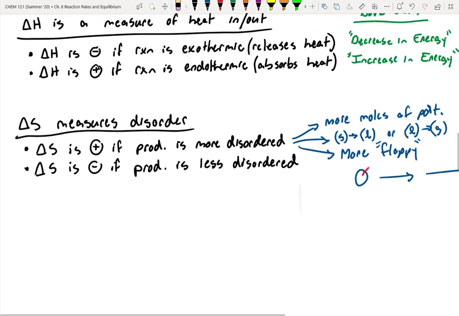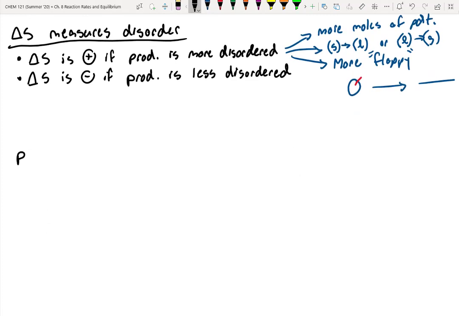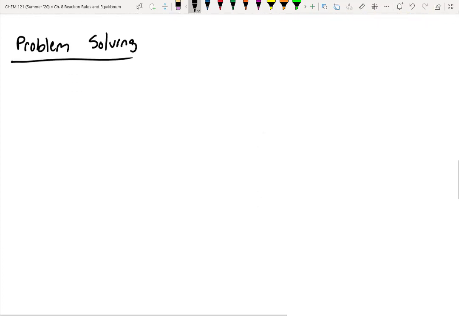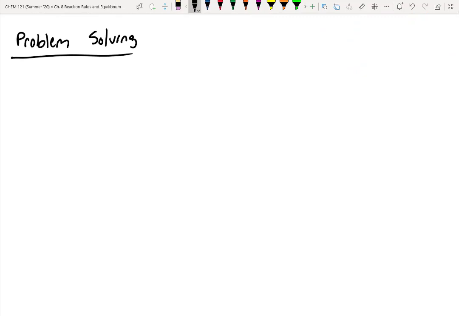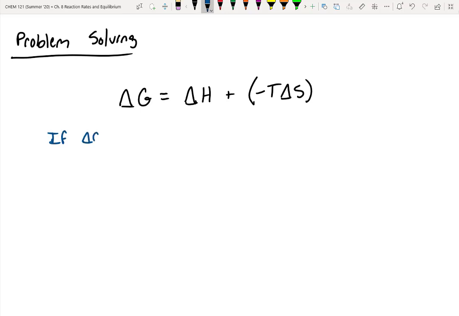All right, so now let's take a look at some problem solving with this. And I know this isn't in your book, so bear with me. We're just going to take this simple equation. We're going to say delta G equals delta H plus negative T delta S, right? And in fact, we also said that if delta G is negative, the process is spontaneous.